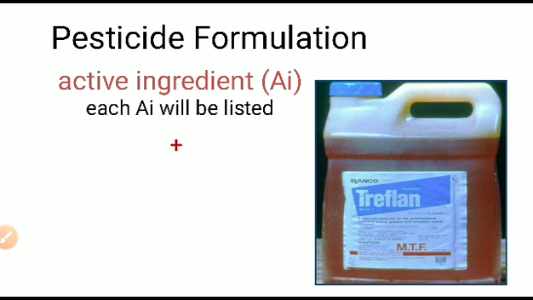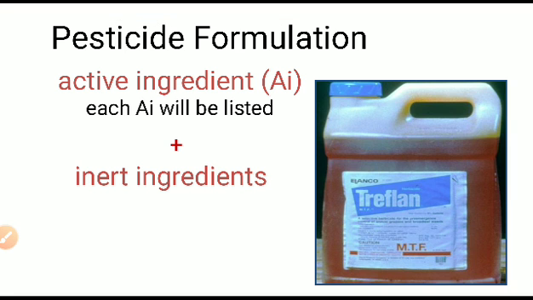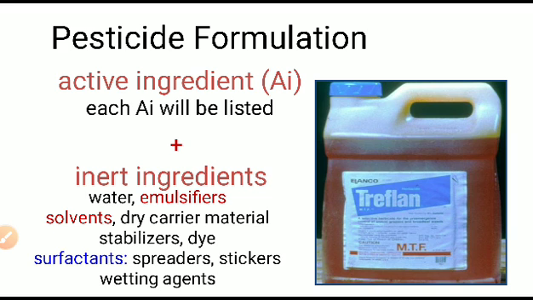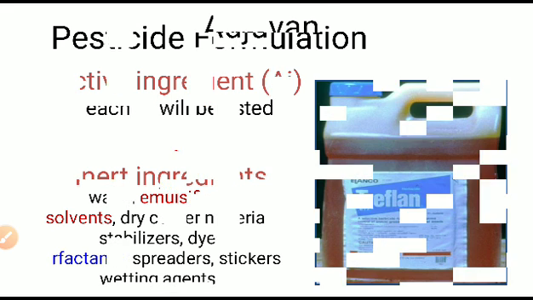That means for the pesticide formulation, it requires first the active ingredient and inert ingredients. The combination of these two is called a pesticide formulation. Inert ingredients require water, emulsifier, solvent. They include dry carrier material, stabilizer, and dyes, and the surfactant, which includes spreaders, stickers, wetting agents.